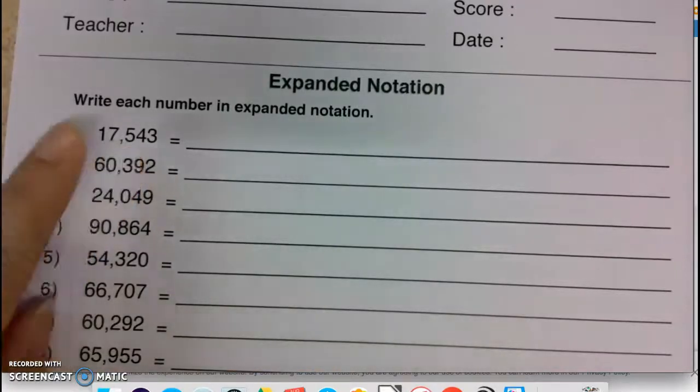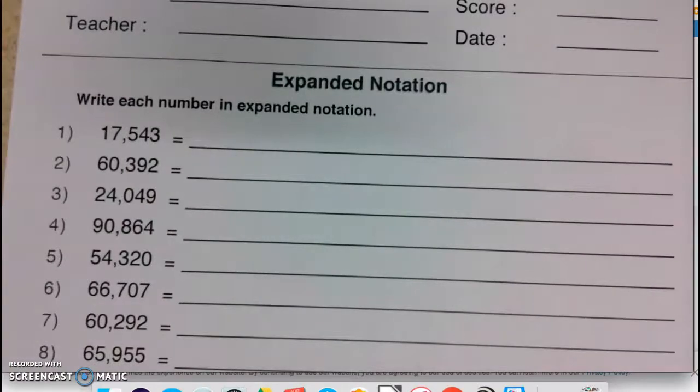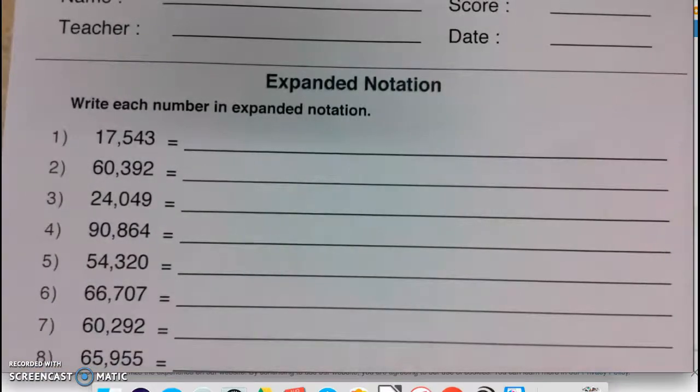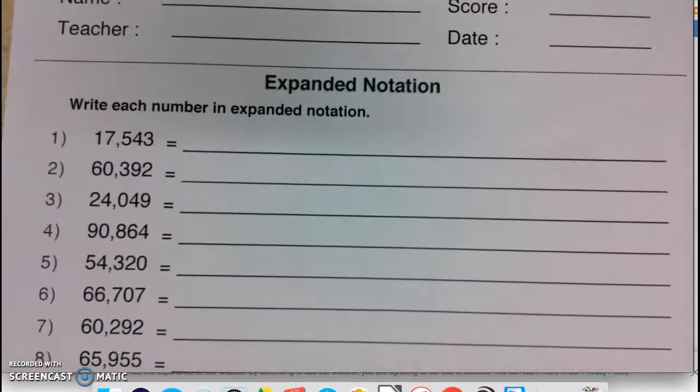500. Good. What's the value of the 1 in this number? 10,000. Very good. What's the value of the 3 in this number? 3. Very good. Which digit is in the thousands place? 7. Very good. Which digit is in the tens place? 4. Very good. All right.